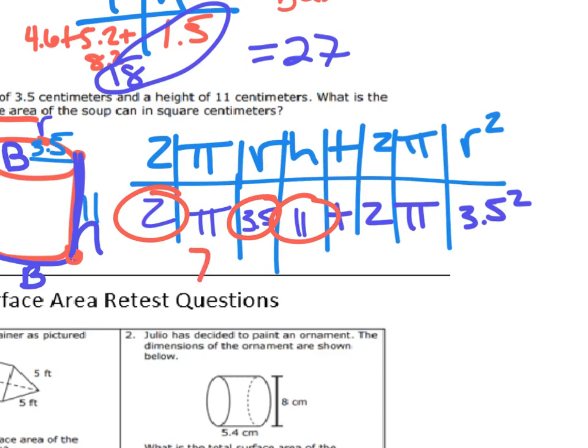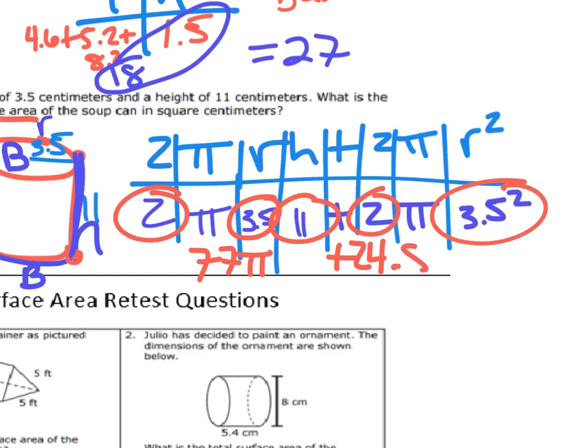And I end up with 77 pi. Then I have my plus right here that I'm going to save for the next step. Then I'm going to multiply 2 times 3.5 squared. So 2 times, and in my calculator, 3.5. We're using that x squared button next to the 4. And I end up with 24.5 pi.